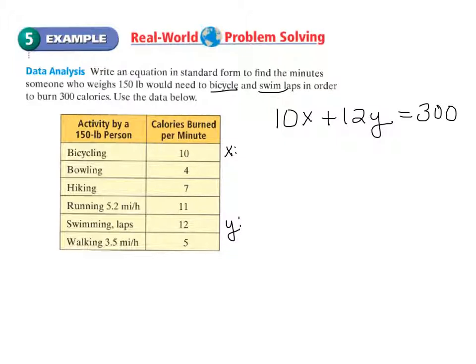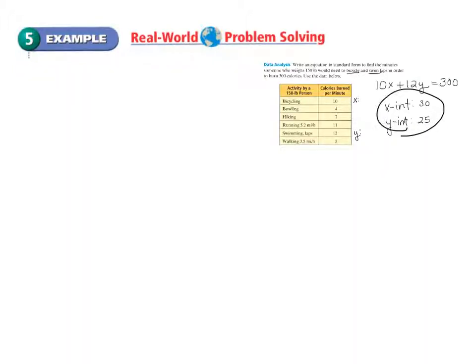The next step is going to be to graph it. So what are our intercepts? Find that yourself. What's the x-intercept? 300 divided by 10, it's going to be 30. Y-intercept is 25. Now, when we graph this, remember, this has to be only in the positive quadrant. So we only need to graph quadrant 1.